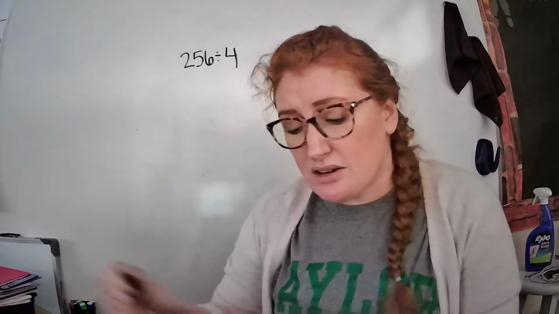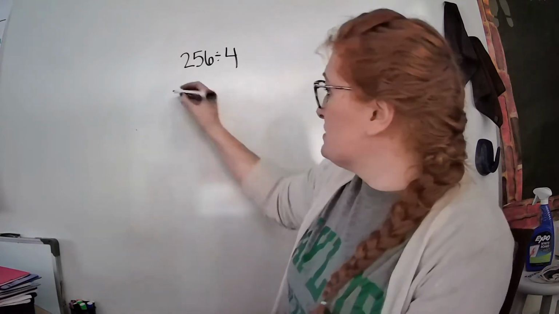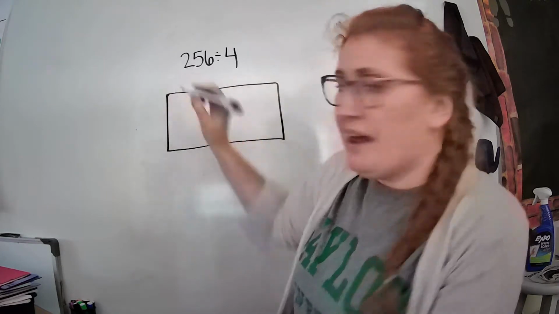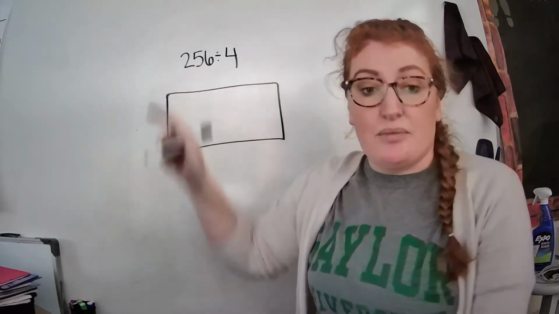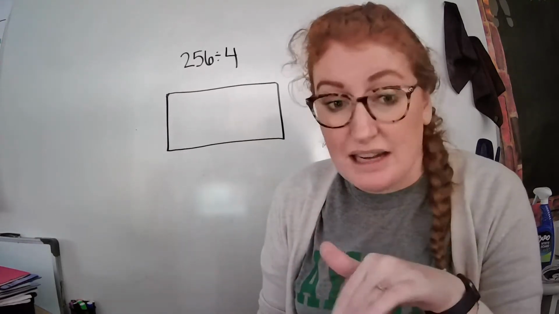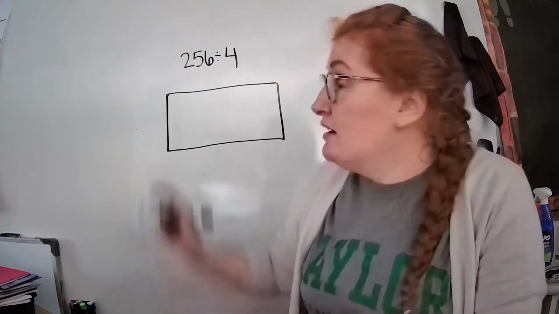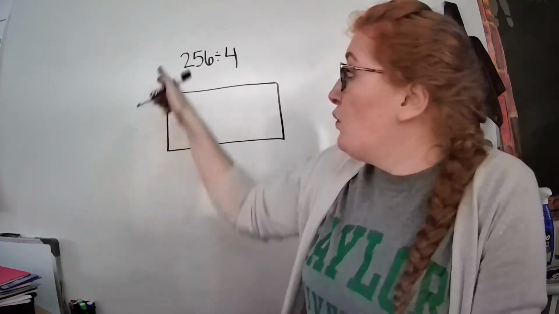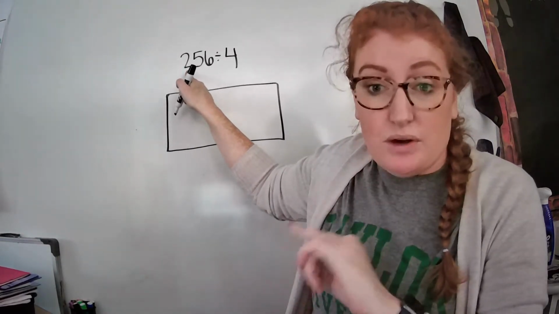So first, one similarity is you're still going to draw a box. So here's my box right here, drawing a rectangle. And something else you're still going to do is you're going to take this 3-digit number and split it up, just like we did in multiplication. Split it by hundreds, tens, and ones. So let's do that here first. So we've got 256. The 2 in the 256 has a value of 200.